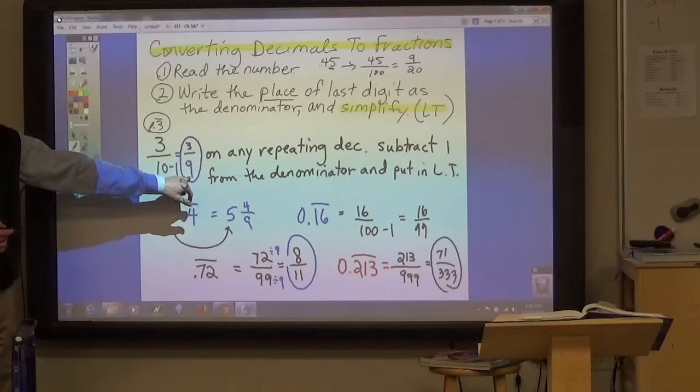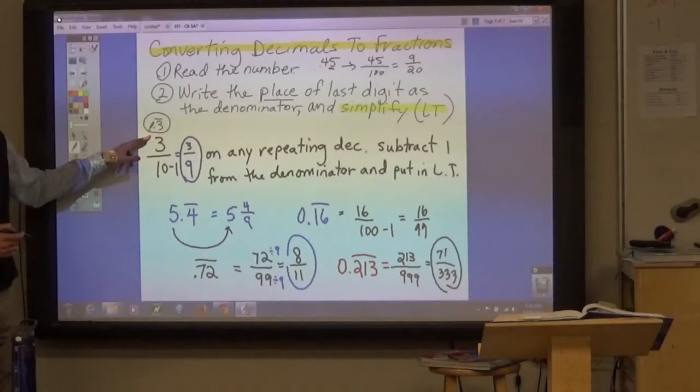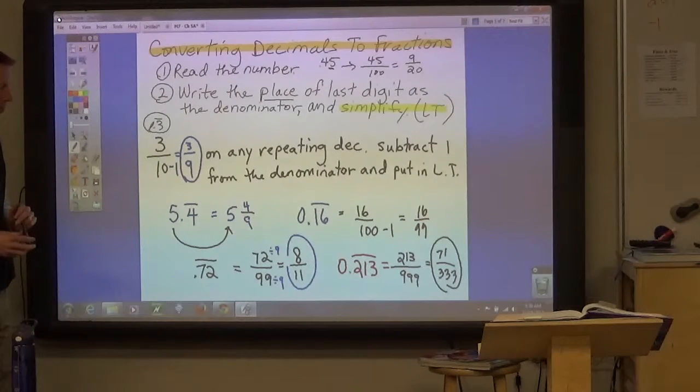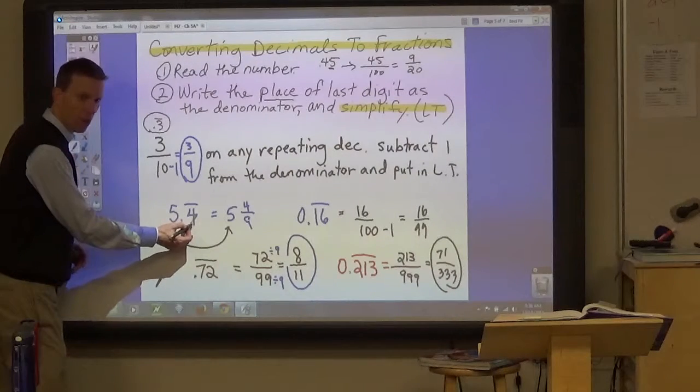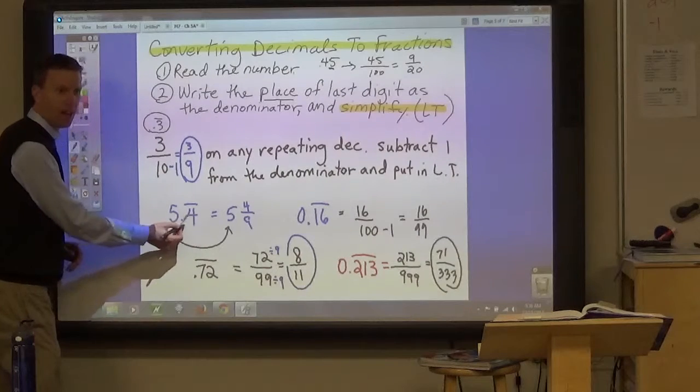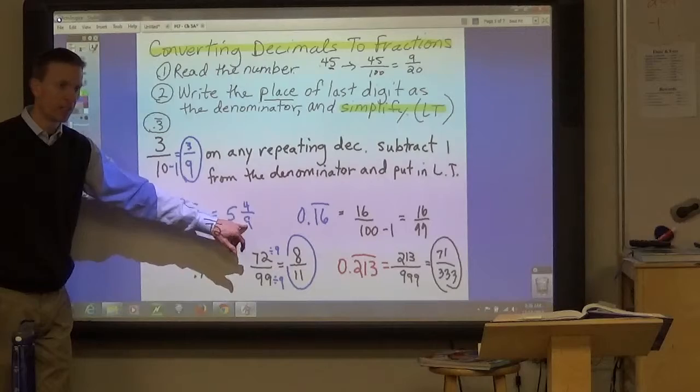Okay? And we know 3/9 is 1/3. That's 0.3 repeating. That'll work for most repeating decimals. Like this example, 5.4 repeating. Well, 5 and 4/10 wouldn't give us the repeating form, would it? But 5 and 4 what? 5 and 4/9 would give us the repeating form.